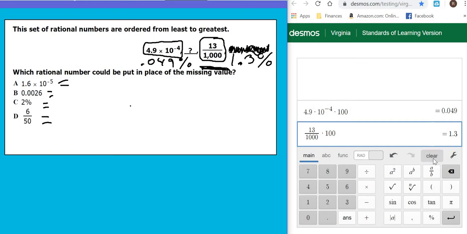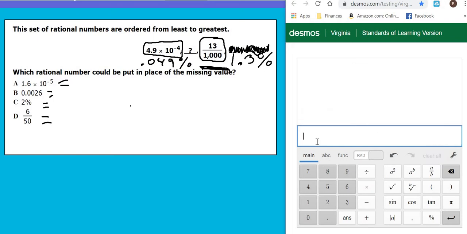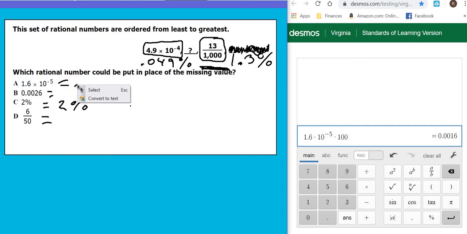So let's go over. I'm going to go ahead and clear my calculator because I wrote those down. I'm going to put all four of my possibilities in. Well, except for 2% because I don't want to change it. So I'm just going to leave it here. And I'm going to start with option A, 1.6 times 10 to the negative 5th power. But again, I have to multiply by 100 to make it a percent. And it ends up tiny, tiny, tiny. It is 0.0016%. Very small number.